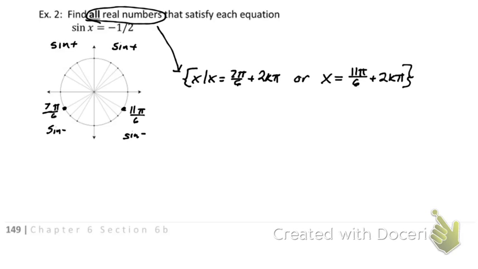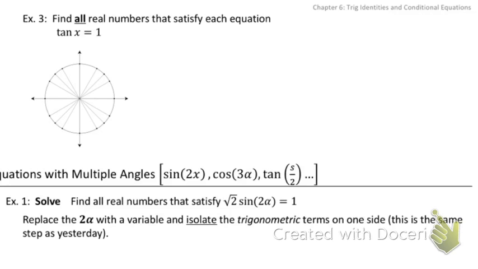Our next one is tangent. Tangent's special when we do these types of things, and we'll see why once we put it down and we do some work. All right, we have tangent x equals 1. Well, tangent is positive in quadrant 1. It's negative in quadrant 2. It is positive in quadrant 3. And it is negative in quadrant 4.